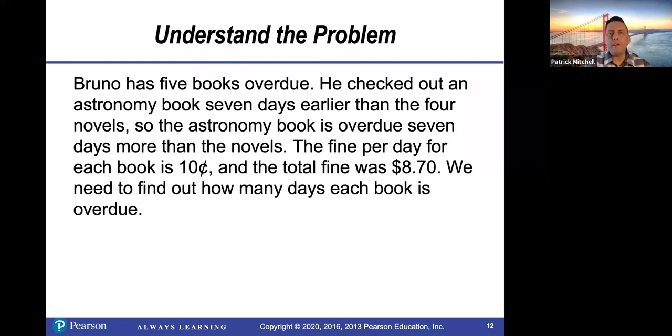So we'll start by understanding the problem. Bruno has 5 books overdue. He checked out an astronomy book 7 days earlier than the 4 novels. So the astronomy book is overdue 7 days more than the novels. The fine per day for each book is 10 cents, and the total fine was $8.70. We need to find out how many days each book is overdue.